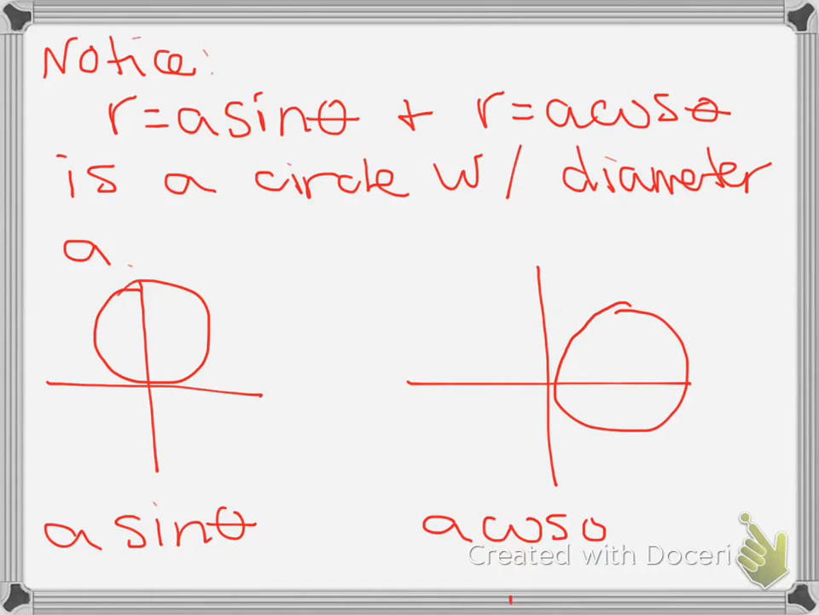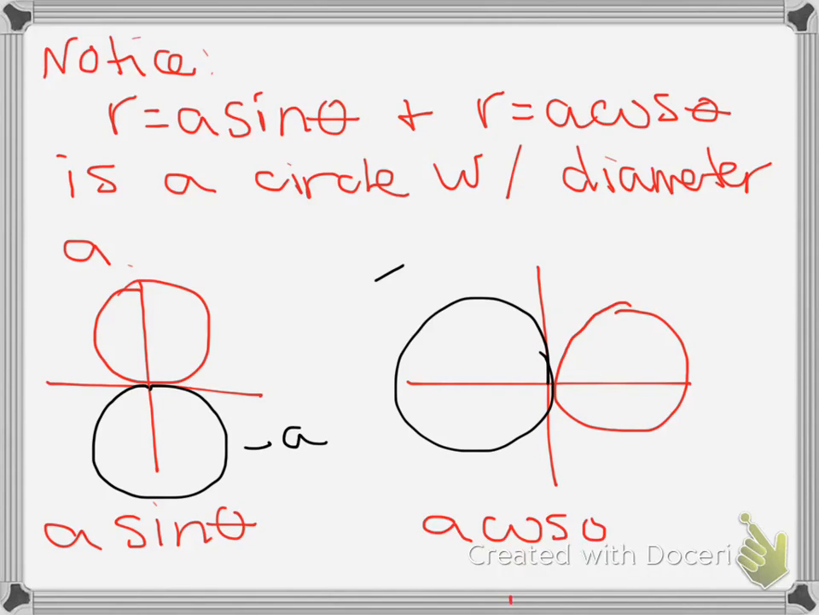So notice a sine theta I graphed up. What would make it flip to be on the bottom down here would be if we had a negative a. Or what would make it be on the left over here would again be a negative a. Okay, so hopefully you're feeling comfortable with circles and the generic form for circles.